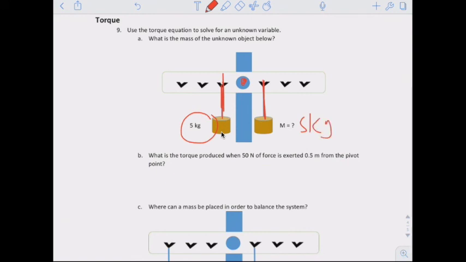When we're looking at torque, it says torque produced when 50 newtons of force is exerted 0.5 meters from the pivot point. So our torque is going to equal our 50 newtons times 0.5 meters from the pivot point, which is 50 times 0.5, which gives 25 of torque.